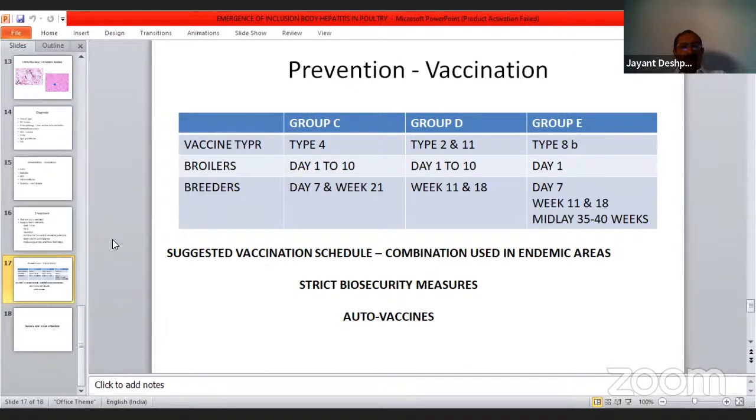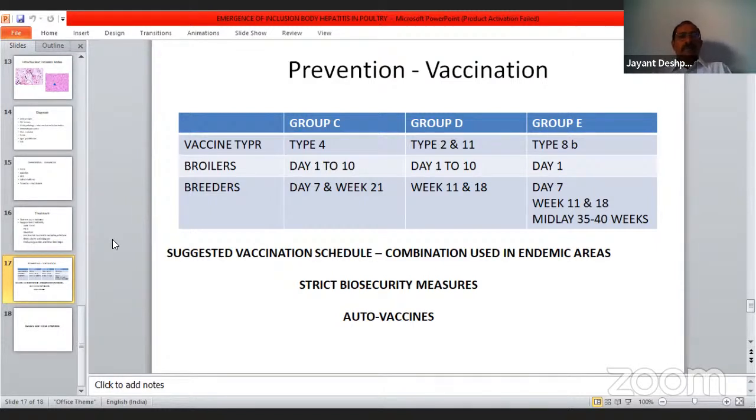So strain-wise, I have just grouped the vaccinations available and which can be used. Serotype 4 is used in broilers at day 1 to 10, and in breeders at day 1, day 7 half dose, and week 21. And group D, serotype 2 and serotype 11. In broilers, we can use between 1 and 10 days, and in breeders, week 11 and 18. And group E, I think 8B is most prevalent in broilers as of now, in the present situation. So vaccination can be done on day 1 in broilers. And in breeders, it can be done on weeks 11 and 18, on day 7, and mid-lay also it can be used. So this is only a suggested vaccination schedule.